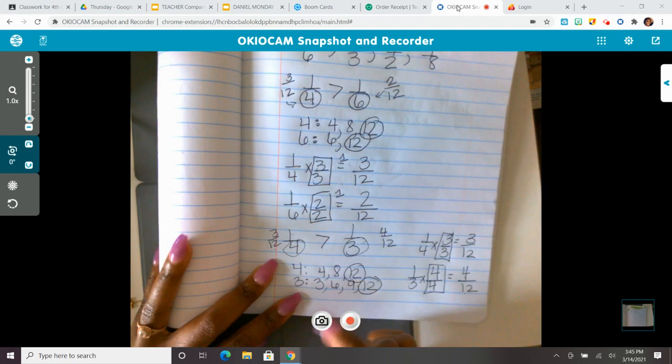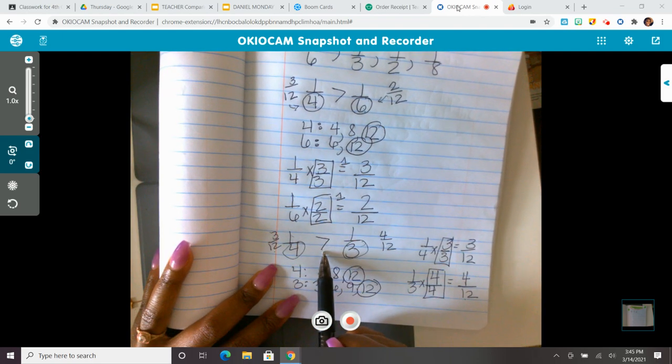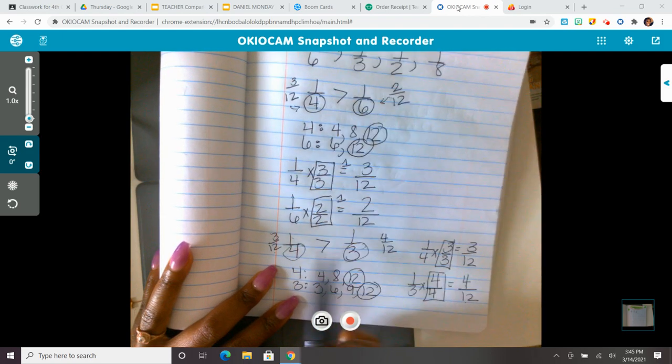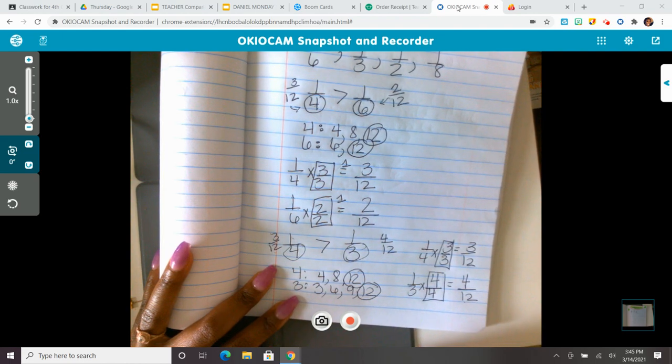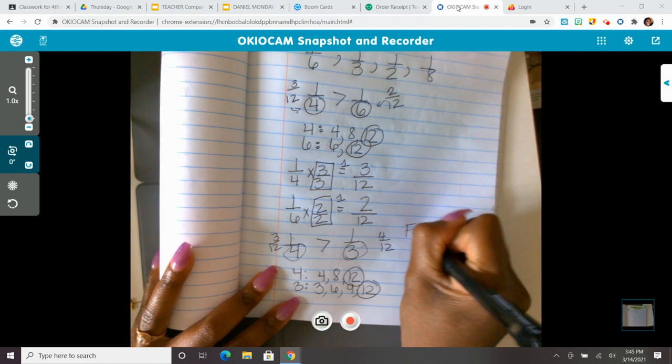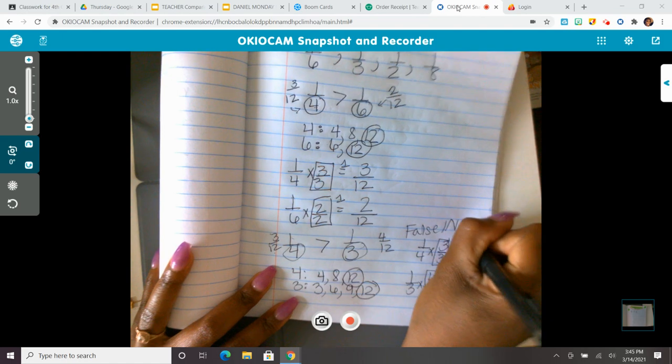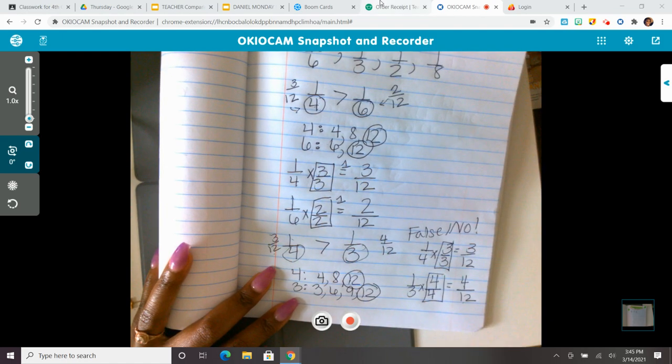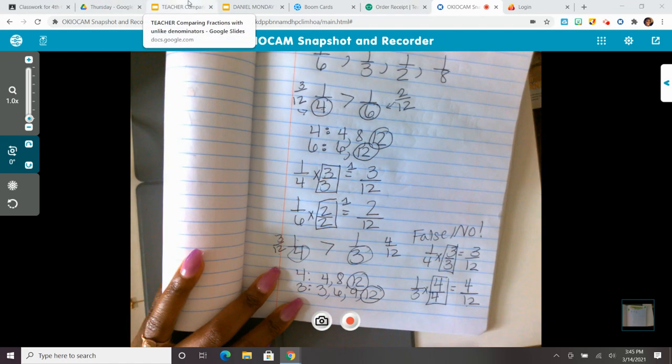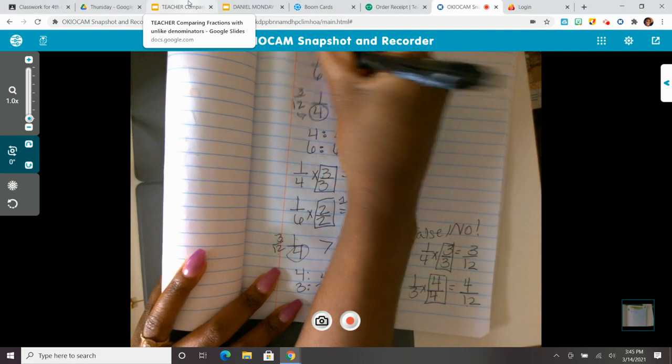So if I was looking at this, is 3/12 greater than 4/12? Is 3/12 greater than 4/12? No, that is false. So I would not circle that. All right, so I can put an X here, check here.